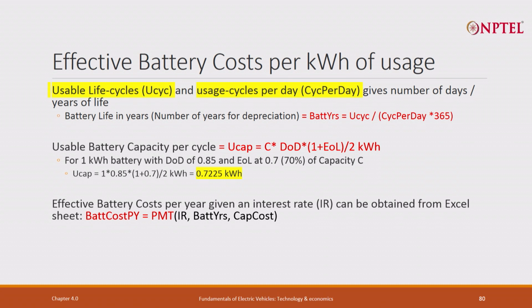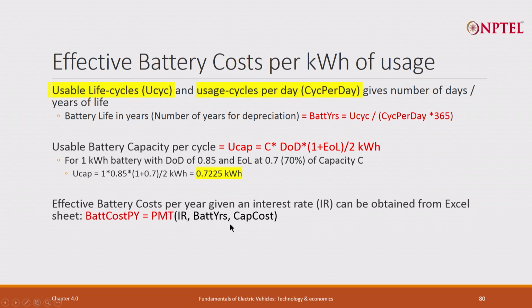Now, effective battery cost per year, given an interest rate and battery years that I have calculated, is this formula: effective battery cost per year is PMT of the interest rate, battery years, and the initial capital cost.